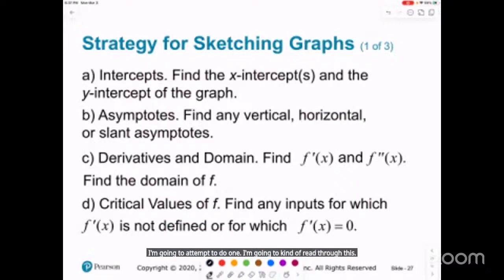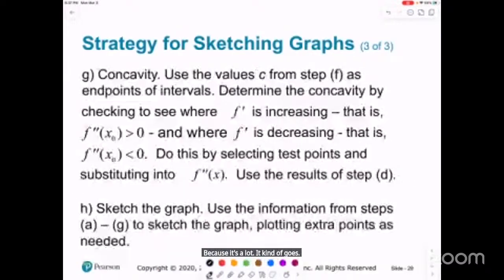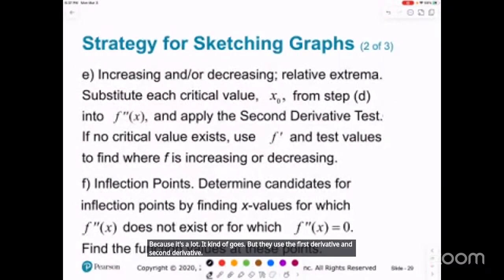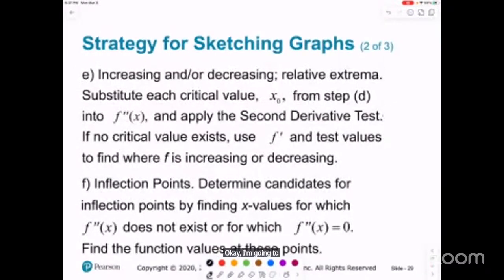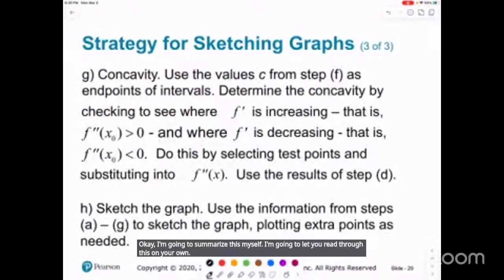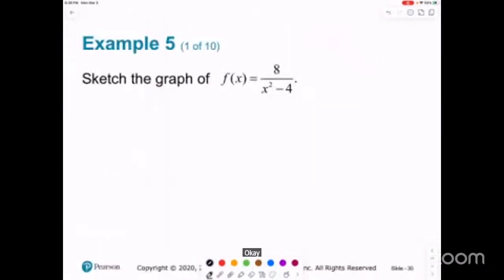This is on the strategy for sketching graphs. So I have a procedure when I'm sketching graphs. It's about 6 steps. First, I explore my intercepts. I'm gonna let you read through this. Let me see, because it's a lot. I use a first derivative and second derivative. Okay, I'm going to summarize this myself. I'm going to let you read through this on your own. Okay, I'm just going to do my own summary.